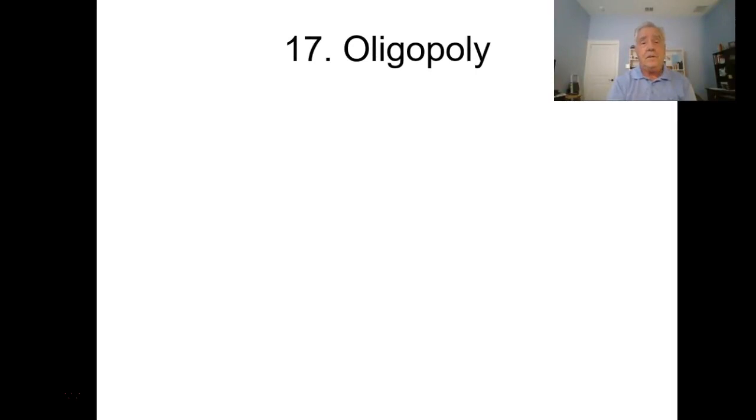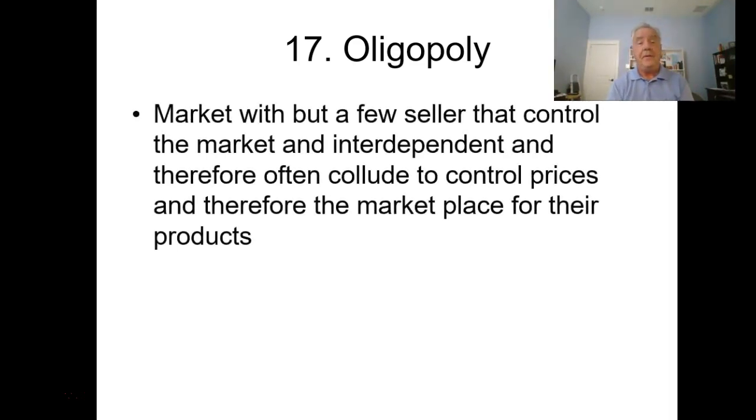All right, next, chapter 17, we talk about oligopoly. An oligopoly is essentially not a single firm, but several firms that are in the same industry that cooperate. They cooperate on prices, quantities, etc. In other words, they divide up the market so that nobody gets hurt. Now, there are few sellers in an oligopolistic market. They collude on prices and therefore the marketplace for their products.